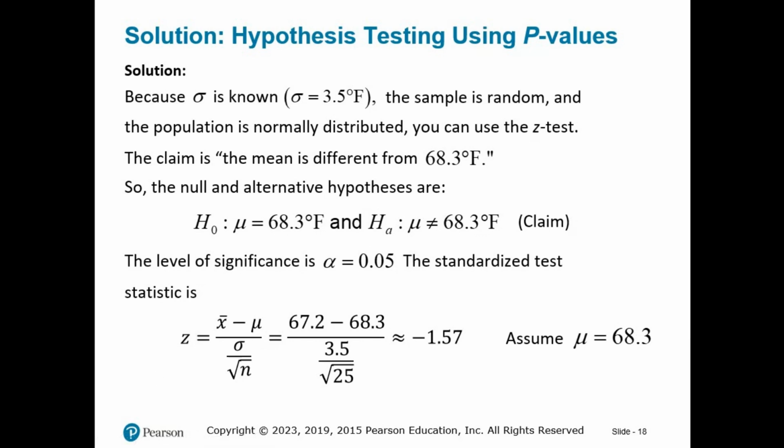Next, we need to standardize our test statistic or find our z-value. This is where that formula comes in. So we need x bar, which was 67.2, minus mu, which was 68.3, divided by the ratio of sigma, 3.5, divided by the square root of our sample size of 25. And we get about negative 1.57.